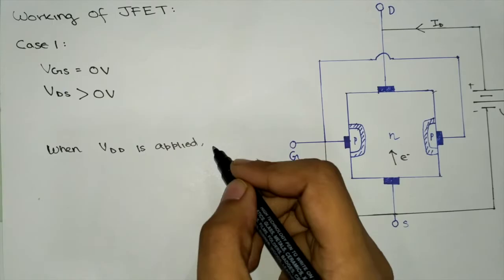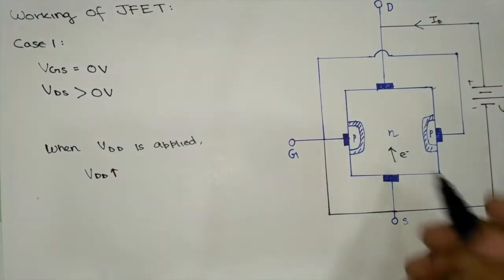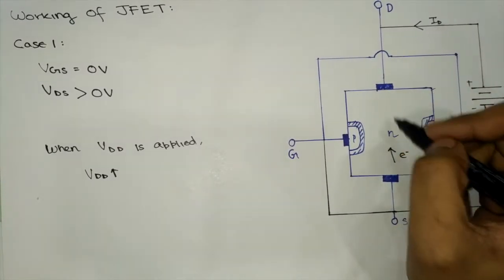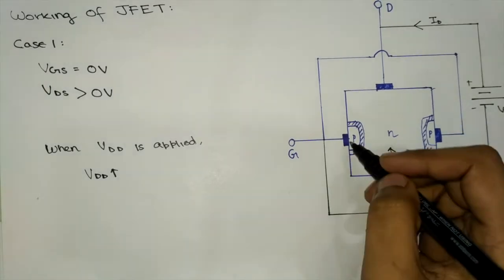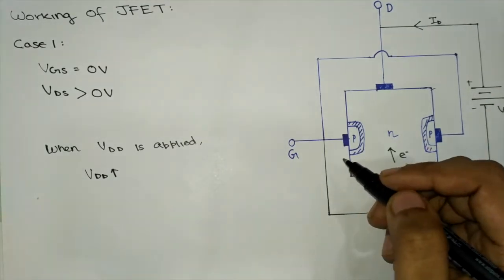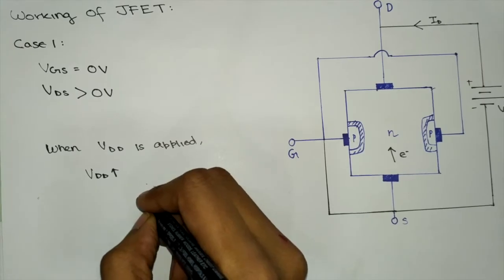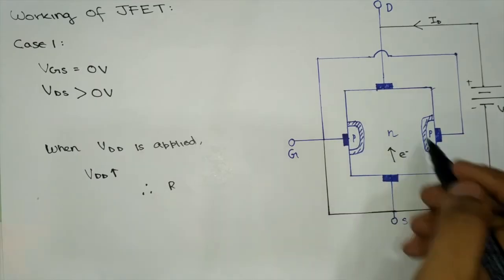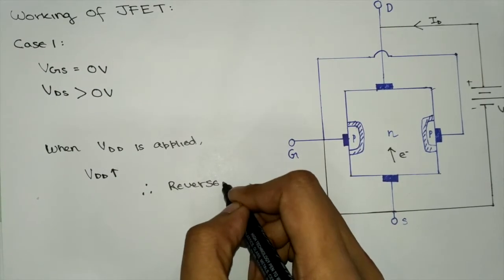But as VDD is increased, the depletion region increases, because the N type is connected to a higher potential, that is VDD, but the P type is connected to a lower potential or zero. Therefore, as the VDD value increases, it becomes reverse biased. Both the PN junctions become reverse biased.